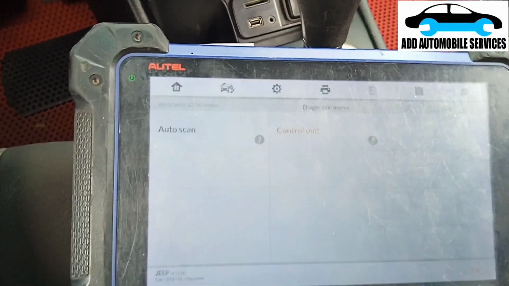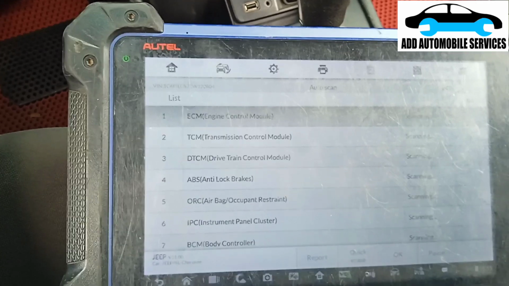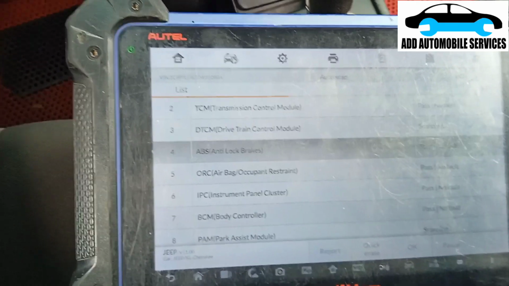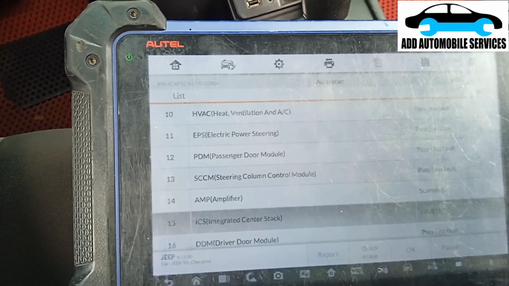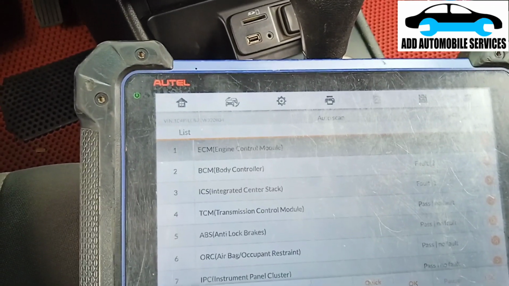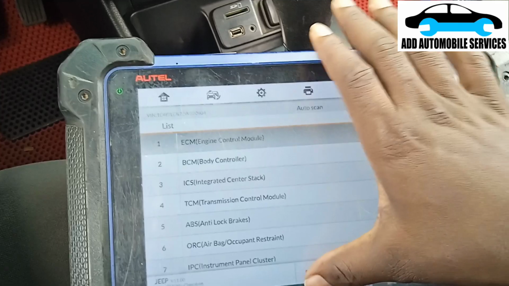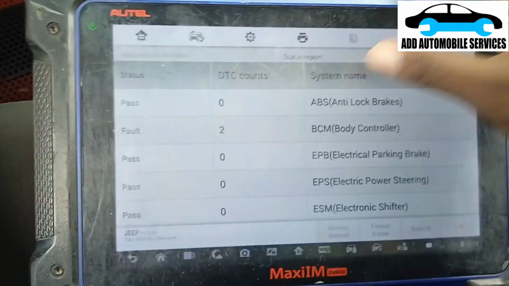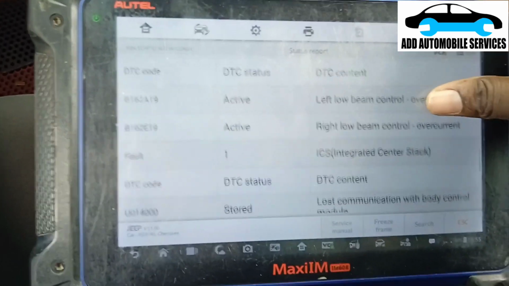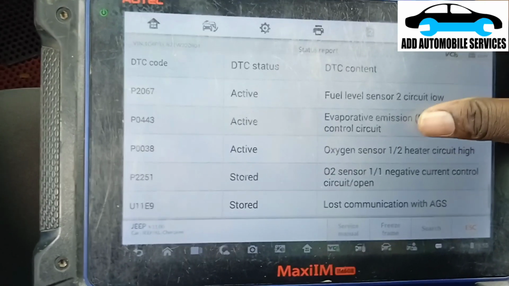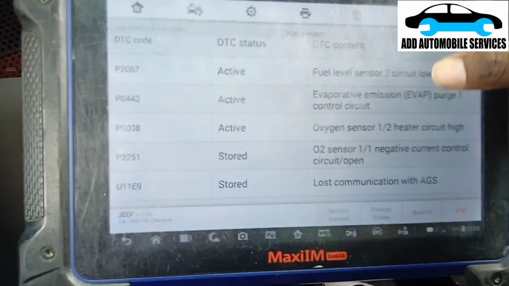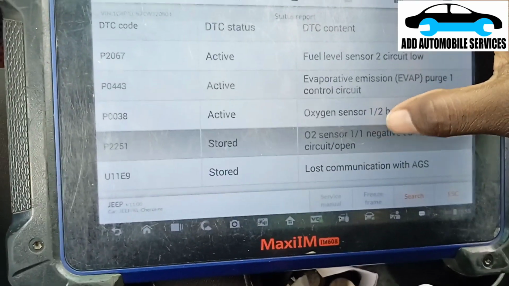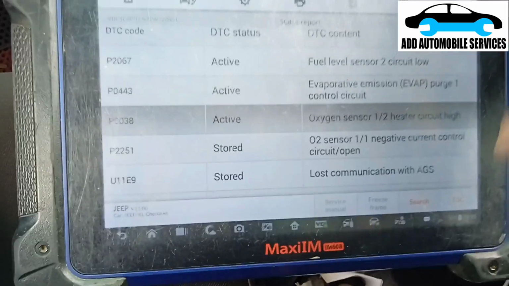So the whole issue is the check engine light is on. That's the main issue. The client says he wants to know why, and he wants me to see if I can fix the check engine light for it to go off. When you start the vehicle, the check engine light comes on, and you can see I'm having 6 fault codes in the engine, which are EVAP purge valve and O2 heater circuit. So it's both 1 and 2, both of them are having it.